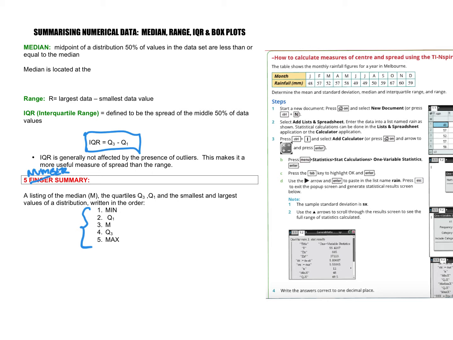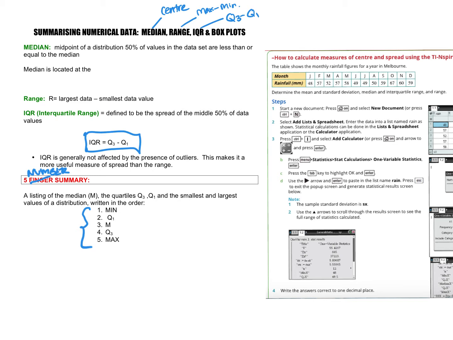I just want you to write here too that the median is the center. So if you're asked to comment on the center, you just have to state the median. All right, so the median is the center. The range is always max minus min. The IQR is Q3 minus Q1, and I'll show you how to do that. When we're summarizing data, it often leads into box plots, and that's what we'll do next lesson.